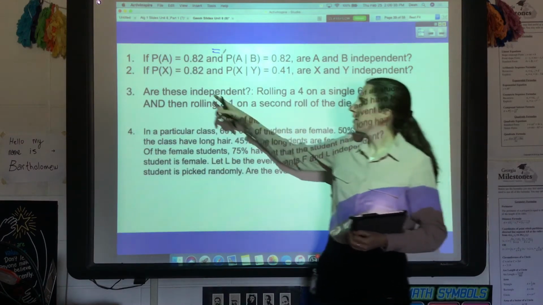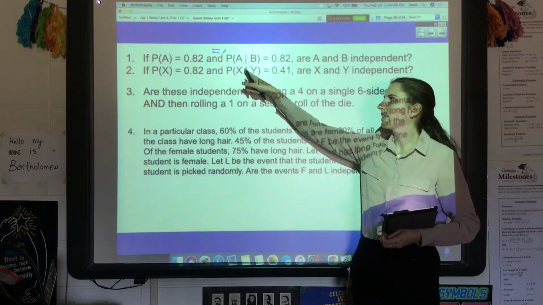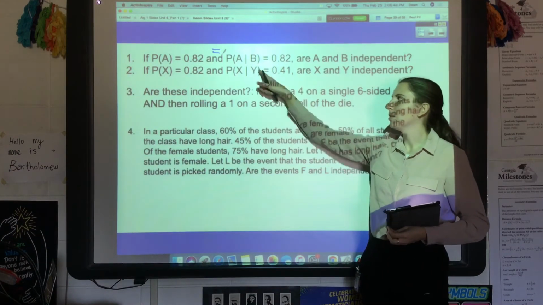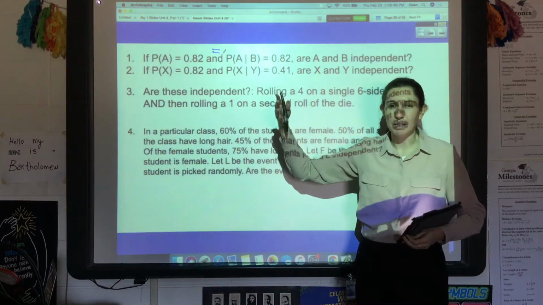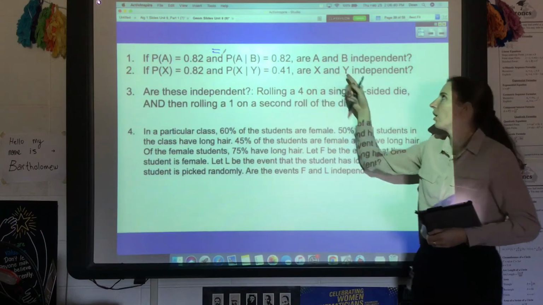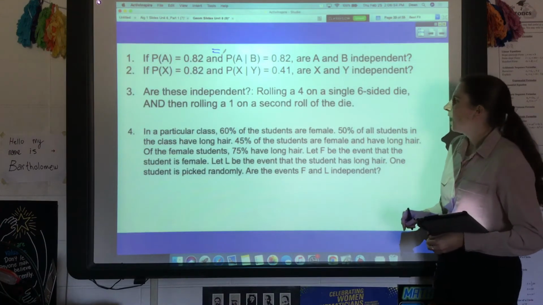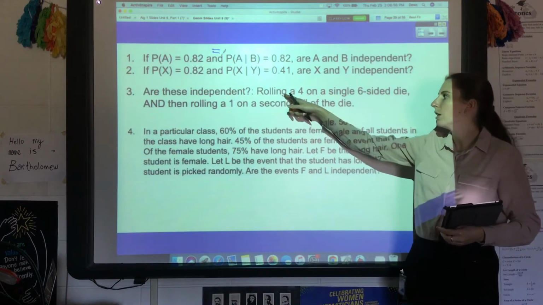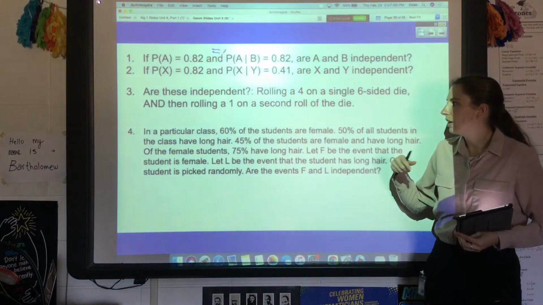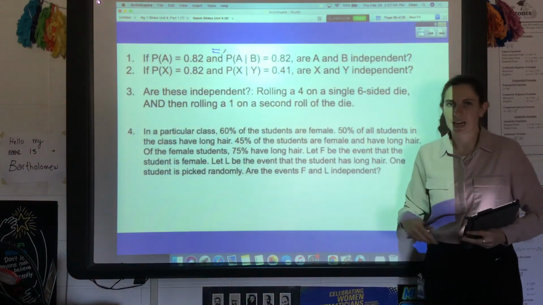However, in this case, the probability of X is 0.82. The probability of X given that Y happened is 0.41. So somehow the fact that Y has already happened affected the probability. And so X and Y are dependent. They are not independent. On this one, rolling a 4 on a single 6-sided die, and then rolling a 1 on a second roll of the die.